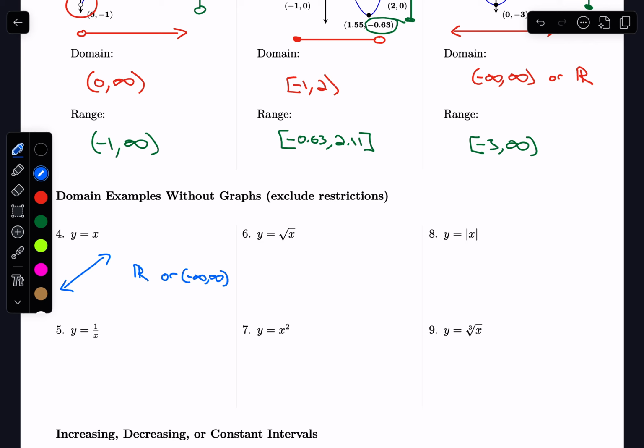Number 5 though, we have 1 divided by x. X here is not allowed to be 0. So if you were to sketch this graph, it has 2 pieces. We'll learn about this function more later, but it has 2 pieces where we do not use in the middle this x value of 0, because the graph is undefined when we get there.